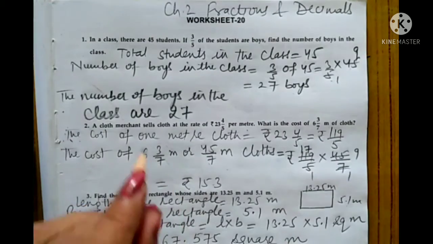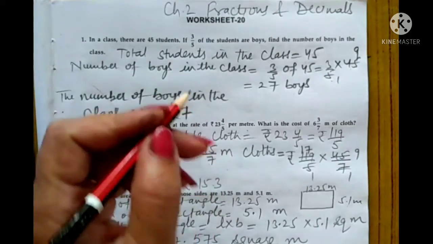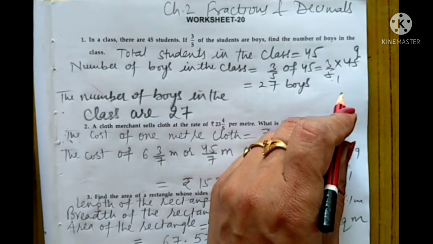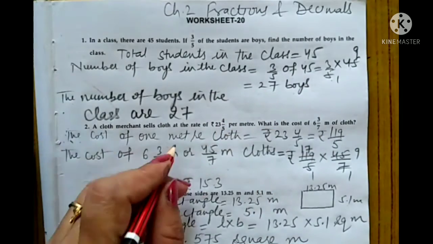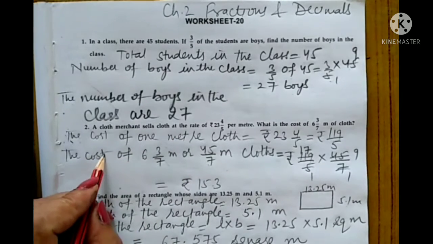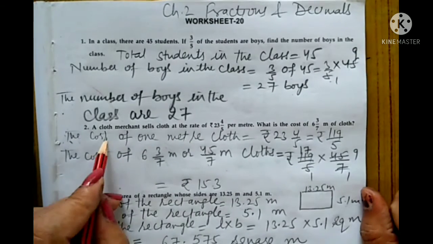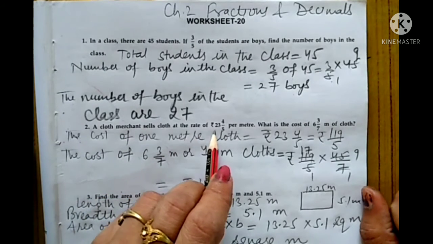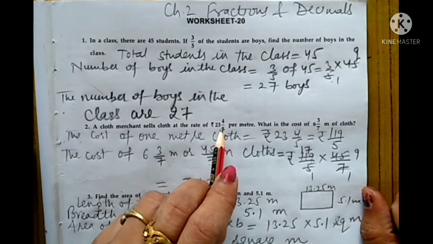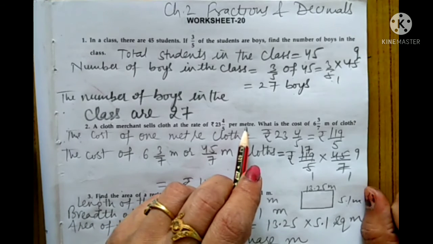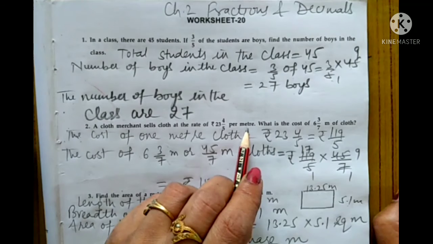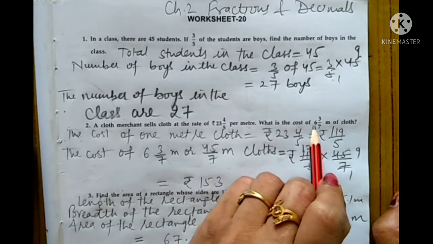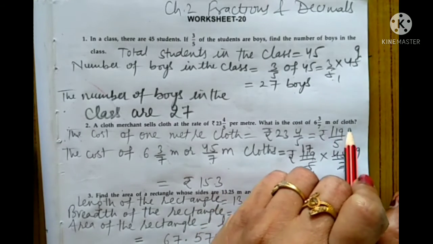So when this type of problem is there, of means multiply. In that case we multiply, simplify and get the answer. Then question number 2 is: a cloth merchant sells cloth at the rate of rupees 23 whole 4 upon 5 per meter. We are given the cost of 1 meter of cloth, and we are going to find the cost of 6 whole 3 upon 7 meter of cloth.